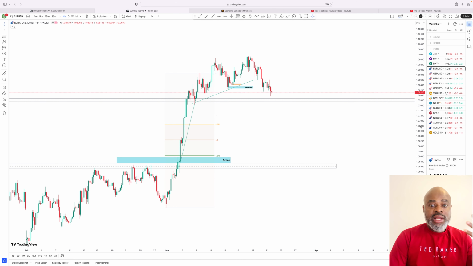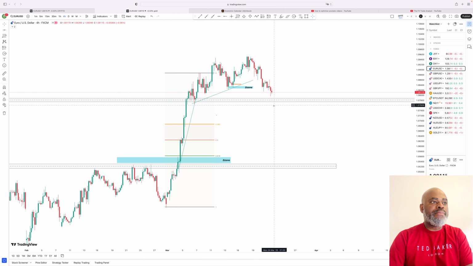So by the time we see the dollar index doing a retracement to the upside, we should see EURUSD doing a retracement. But of course, this time, it's retracing to the downside. All right, it's becoming bearish.